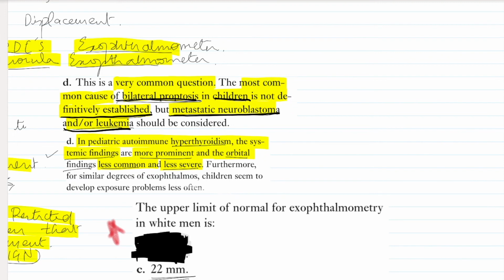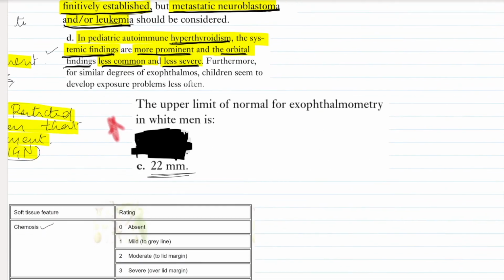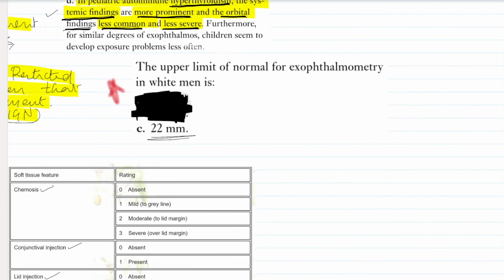So now, moving on. In pediatric autoimmune hyperthyroidism, the systemic findings are more prominent as compared to the orbital findings, which are less common and less severe. The upper limit for normal exophthalmometry in white men, Caucasian men, is 22 millimeters. This is also an important parameter to know. And this is how you generally assess the severity of the orbital pathology.